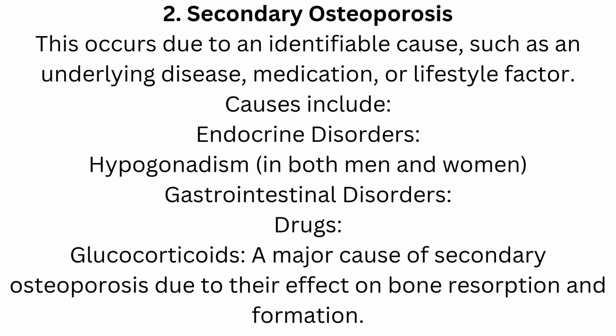Now, secondary osteoporosis occurs due to an identifiable cause such as underlying disease, medication, or lifestyle factor. Causes include endocrine disorders, hypogonadism, gastrointestinal disorders, drugs. Glucocorticoid is a major cause of secondary osteoporosis due to their effect on bone resorption and formation.